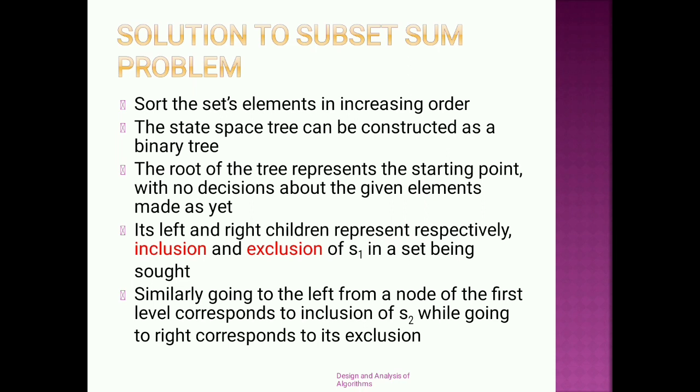Now in the second level you have two nodes, the left child as well as the right child. You have to expand both the left child and the right child. When you expand, again you are going to consider the second element in the set, whether to include it. If we are including it, you add that to the previous sum and that will become the left child of this. If you are excluding it, that will become the right child of the given node.